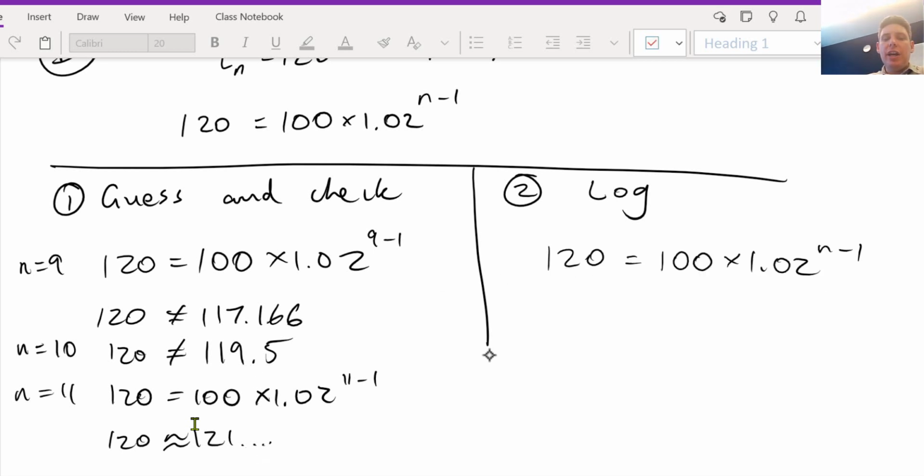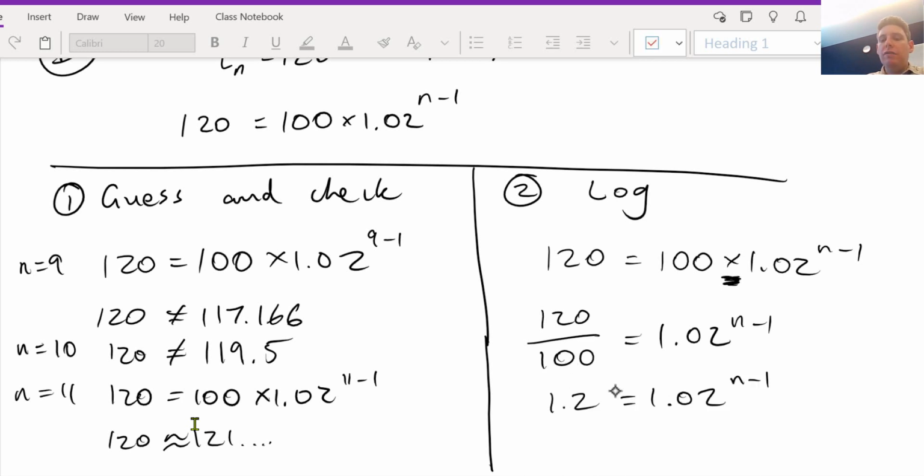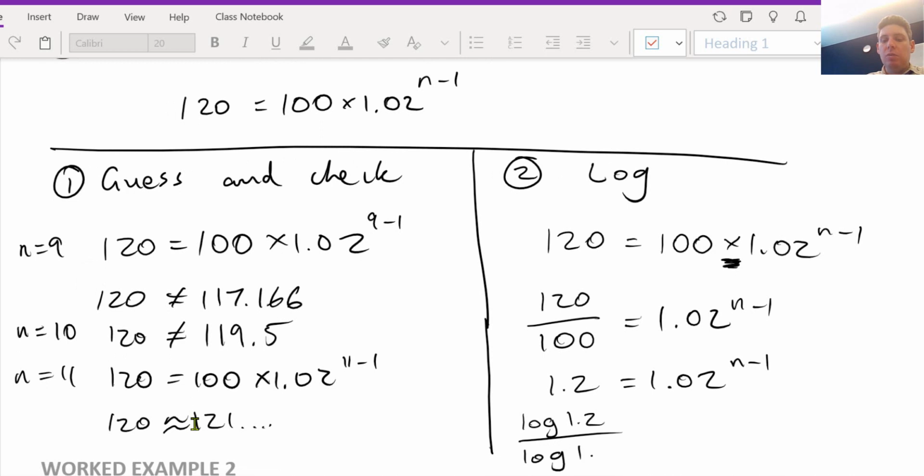You can do it that way, guess and check, or you can do logs. So we rearrange this. How do we bring the 100 over? Divide by 100 on each side. Now we've got something to a power, so we want to get the power by itself. And this is where logs come in. Now we do log of these two numbers: log of the big one divided by log of the smaller one. That's how you get rid of the bottom numbers, and you're left with the power.